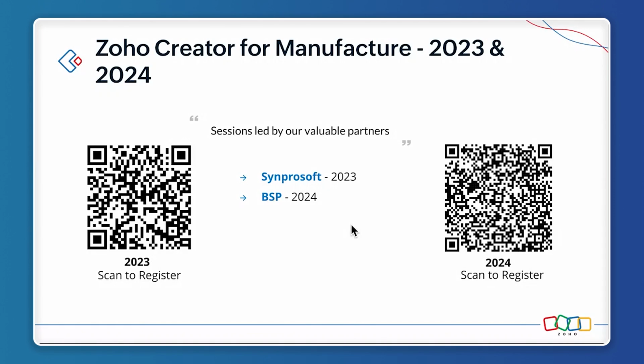And last year, which is 2024, another valuable partner, BSP, did another session in the manufacturing industry. If you are interested in watching that particular session, again you can scan this QR code and watch the previous session done by BSP.